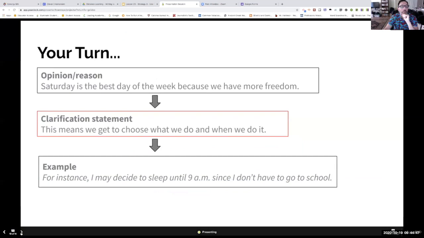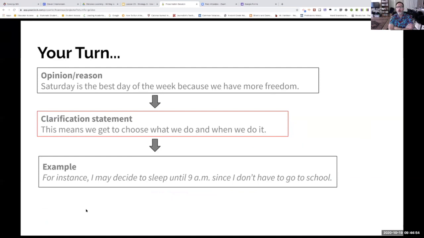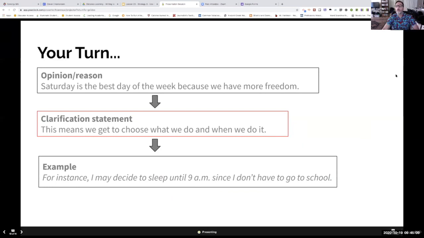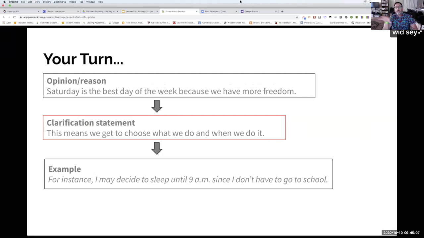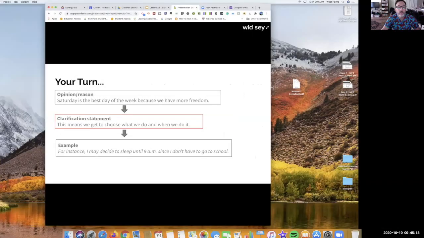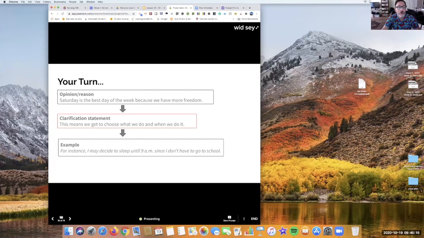So this is what I came up with. Saturday is the best day of the week because we have more freedom. This means we get to choose what we do and when we do it, okay? So now, again, you'll notice that that is very similar to what many of you had written, which is great, which is fantastic. So good job there.